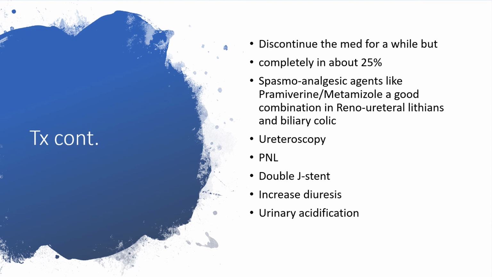Spasmoanalgesic agents like pipamperone combined with metamizole will be a good combination. That is very good in renal and ureteral stones and biliary colic. You can perform ureteroscopy or percutaneous nephrolithotomy. You may give a double J stent and increase diuresis. Also helpful will be urinary acidification.